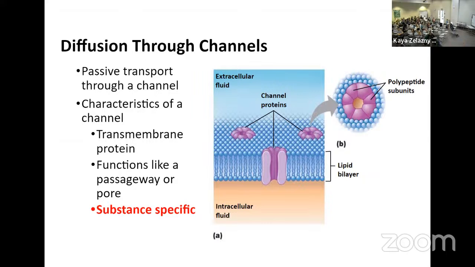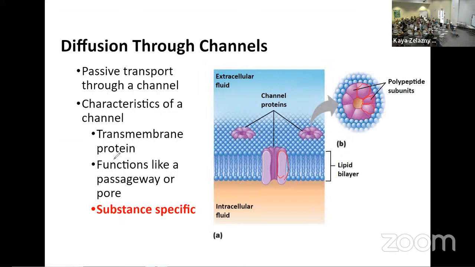We've got a molecule or a particle that can't go directly between the phospholipids, so we need a protein. We're just using a different protein. So facilitated diffusion, we were thinking about carrier proteins. Diffusion through channels, we're thinking about channels, right? So these are still proteins. They're made of several different polypeptides, right? So you can see they have multiple different little parts, but we're still just thinking about proteins that are going across the cell membrane.